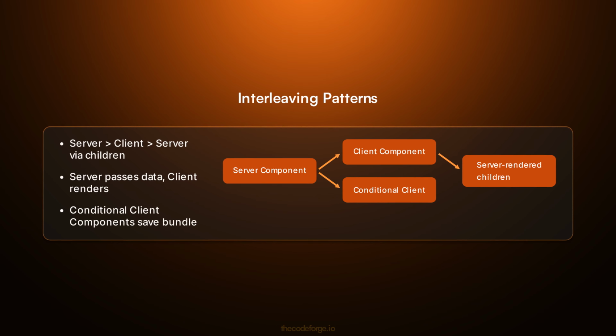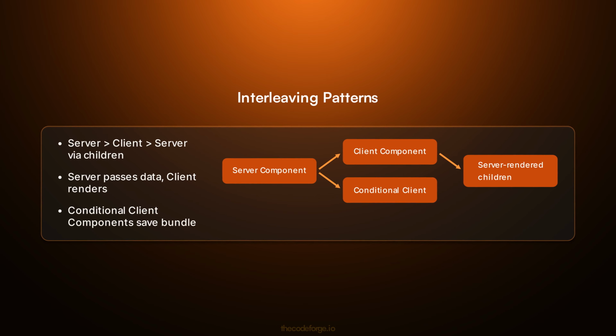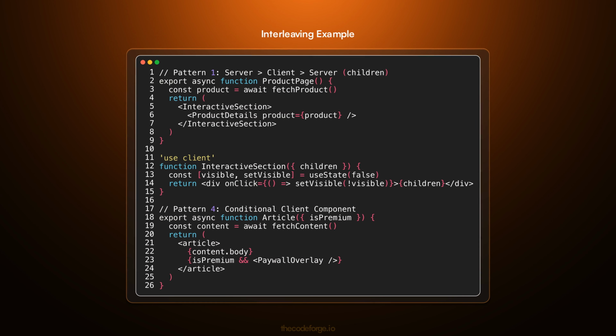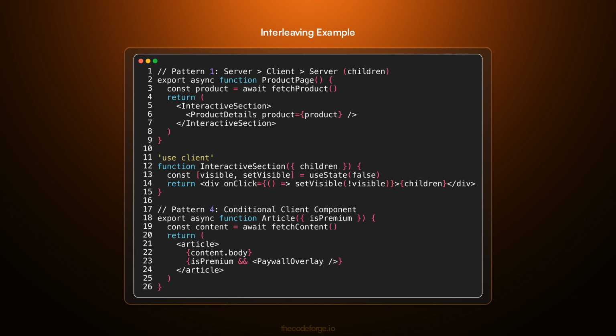Real pages interleave server and client components. Use the children prop pattern, pass serializable data, and conditionally render client components to save bundle size. Here are two patterns: server to client, server via children, and conditional client components that only load when needed.